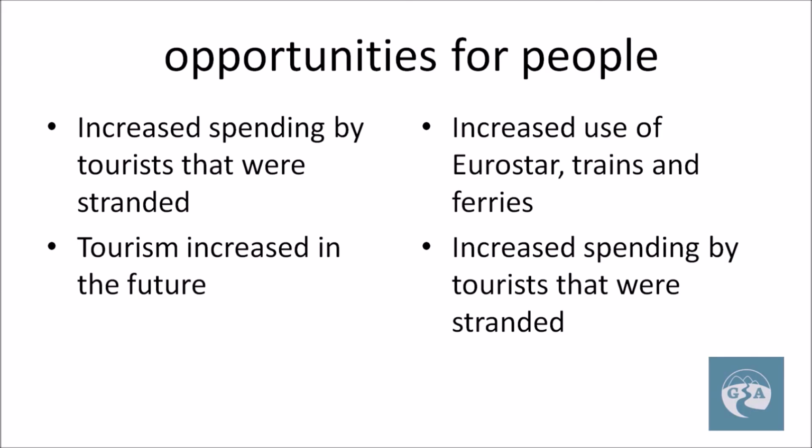Outside of Iceland, then, the transport links that weren't based around airplanes increased. So use of the Eurostar, lots of trains and ferries all over Europe were used immediately and were very, very full for that time period. There was also a lot more trust put into these transport methods after this, so a lot of people began to use them more in general.